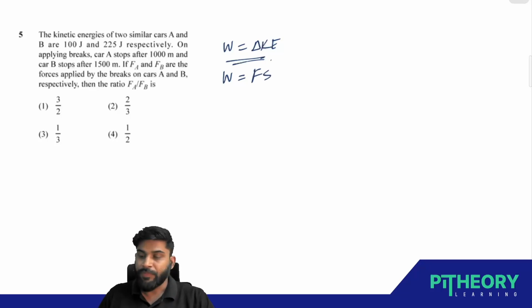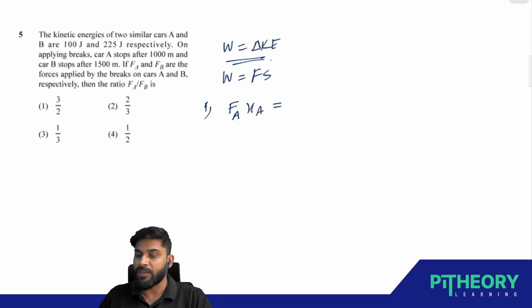So in this case, finally these two cars are coming to rest, right? So work done is equal to the change in kinetic energy. Final kinetic energy will obviously be zero, and the work done by this opposing force will be negative. So zero minus that kinetic energy, and these two negatives get cancelled. So in the case of A, you can write FA into XA, the distance traveled.